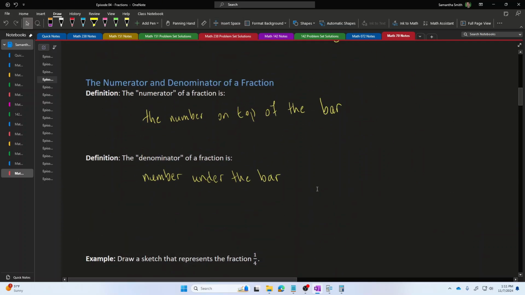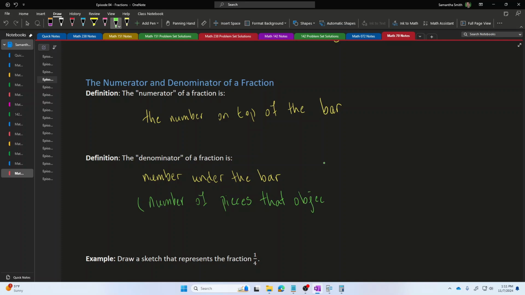So let's write that down. The denominator tells you the number of pieces that the object has been cut into. And the numerator tells you how many pieces you get.